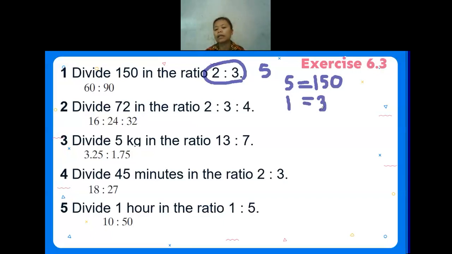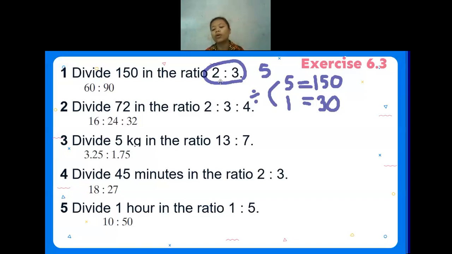How do I get 30? I divide everything by 5. So 150 divided by 5. 5 divided by 5 will be equal to 1. 150 divided by 5 will be equal to 30.